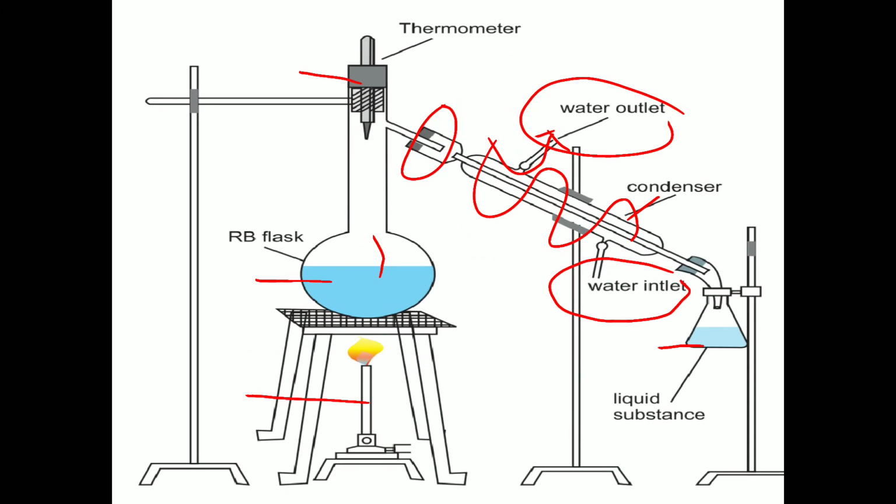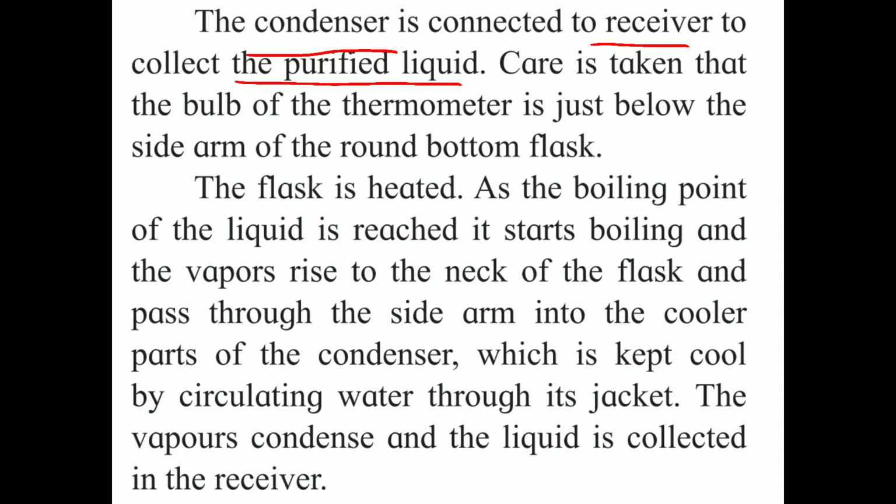This is the condenser, which is connected to this receiver to collect the purified form of liquid. That means the RB flask contains the liquid having the impurities. First it has to be heated, then the liquid is converted into vapors, and when these vapors are passed through this condenser, they are converted into liquid again, and this purified liquid can be collected in this receiver.